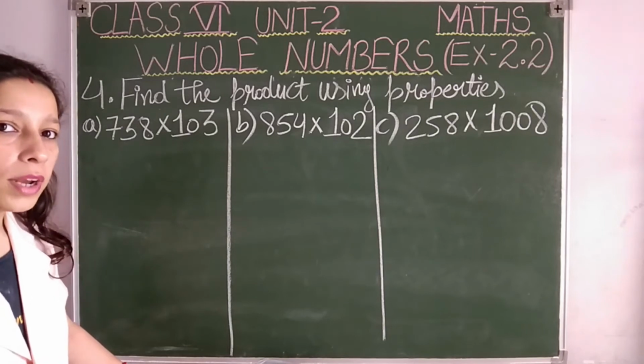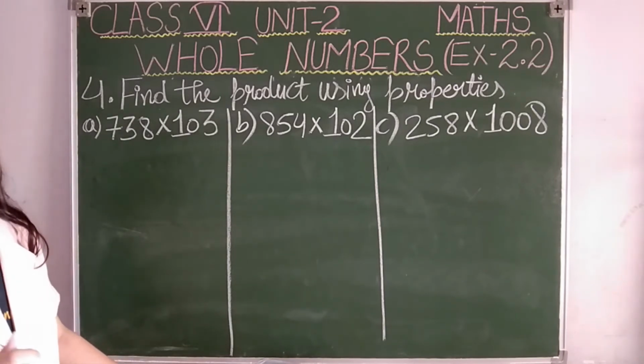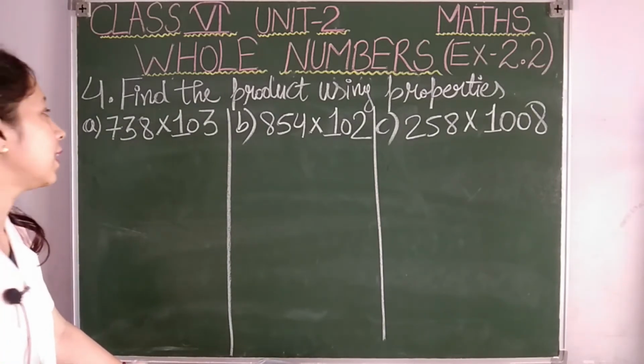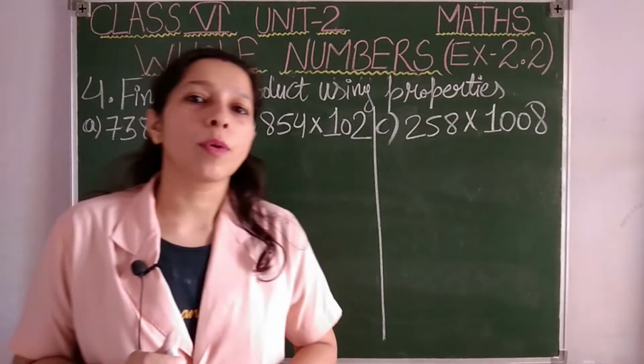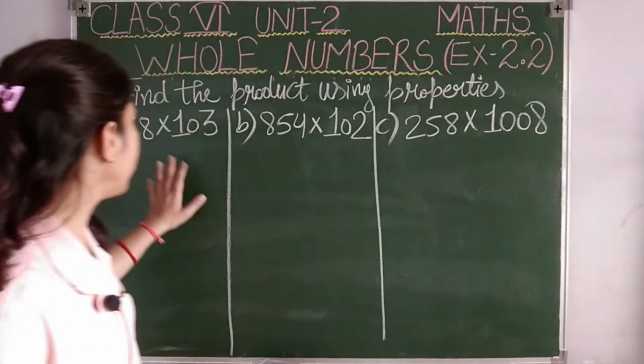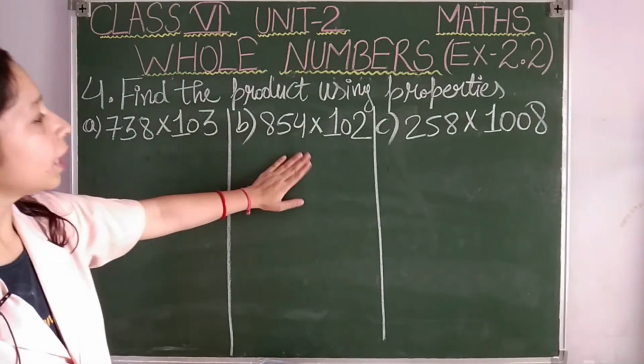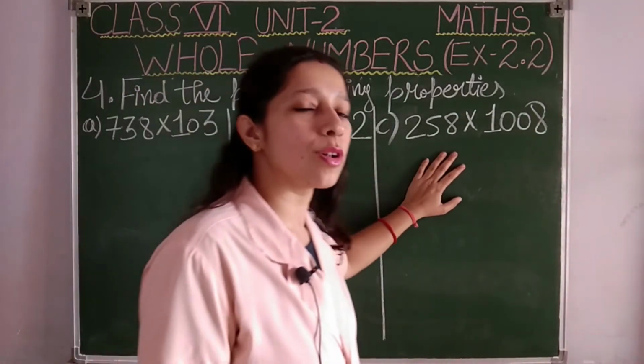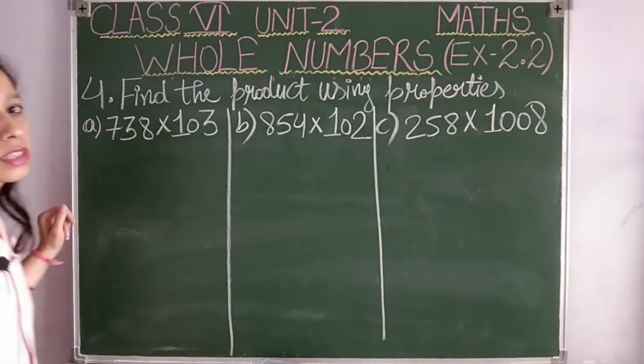So which property you are going to use here? You will be using distributivity property, students. How? Let us see. We know that for distributivity property we want 3 whole numbers, but how many whole numbers are written here? Only 2. Here also in B point only 2, in C also only 2. Still I will use distributivity property.